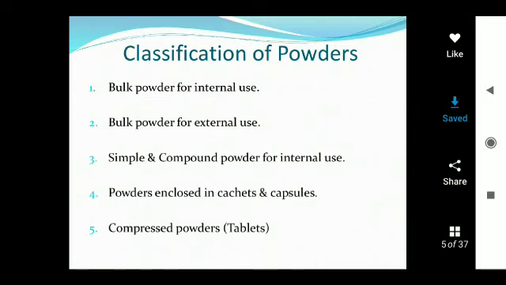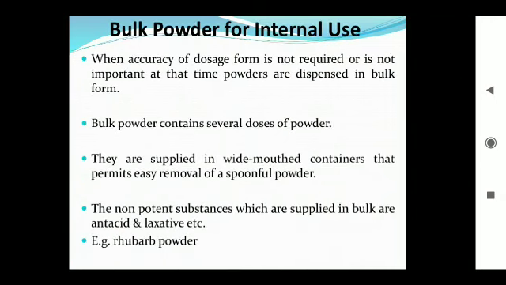Folders are classified into 5 types: bulk folders for internal use, bulk folders for external use, simple and compound folders for internal use, folders enclosed in cachets and capsules. The fifth one is compressed folders or tablets. First one is bulk folder for internal use.